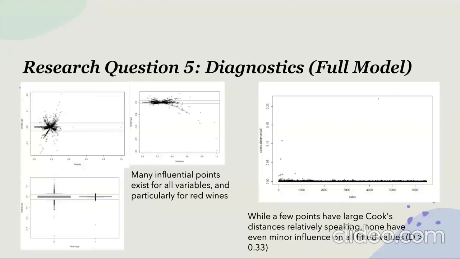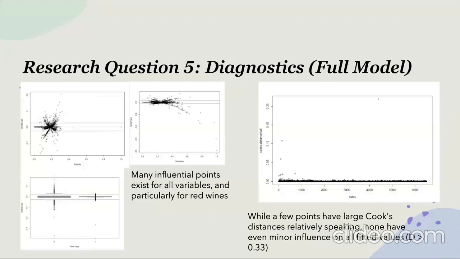In looking for influential points, there are DFBETAS plots shown on the left, and it's quite obvious that many of these points exist outside the limit bars for density and sulfates. And note that on the bottom left, for the categorical variables, it's clear that influential points typically exist for red wines, but not really for white wines.